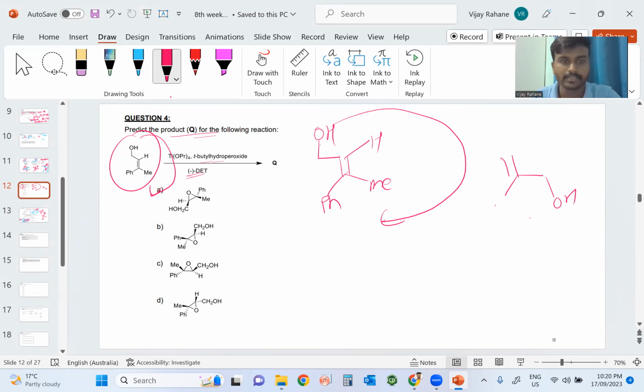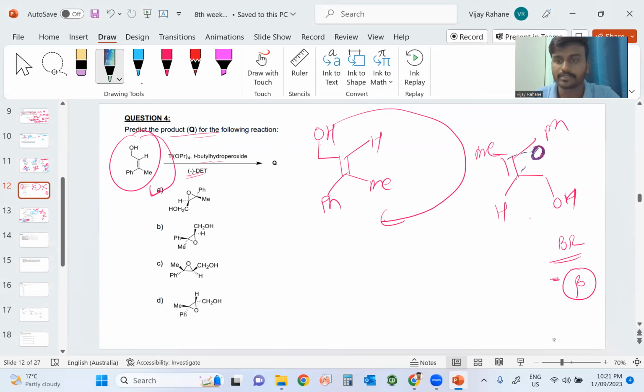hydroxy and hydrogen here. Opposite to the hydroxy, there will be the phenyl. Same side, there is a methyl. In this fashion, you can convert, and the hydroxy group, which is bottom right, and minus diethyl tartrate, it will attack from the beta face. So beta face means the upper side. So where will it attack? It will attack from this side. Let's say this is the product.